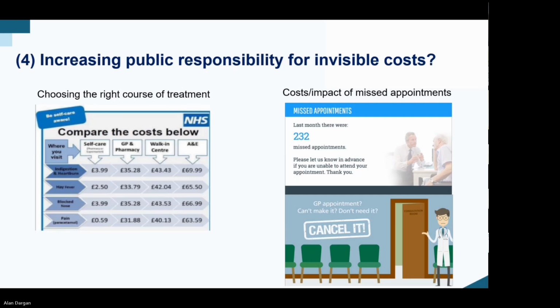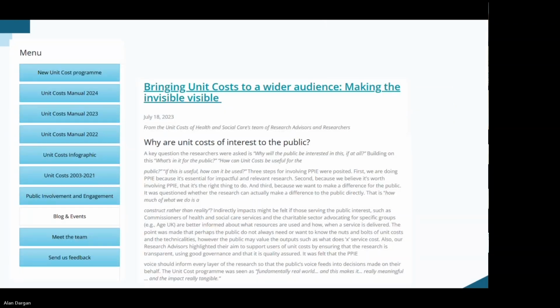So on the next slide, what we have started to do as a programme is write a blog to this effect, which is titled Bringing Unit Costs to a Wider Audience, Making the Invisible Visible. So really what we're hoping to do, together with blogs and presentations and webinars like this one today, is just start to make some small steps in making the unit cost programme more visible and relevant to people who use health and social care.